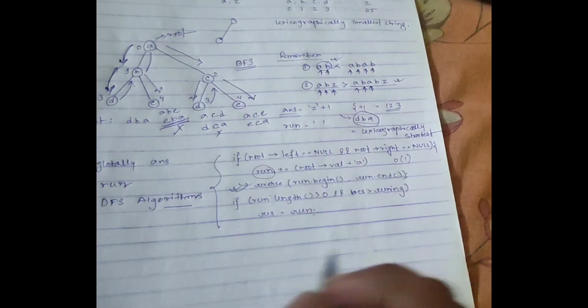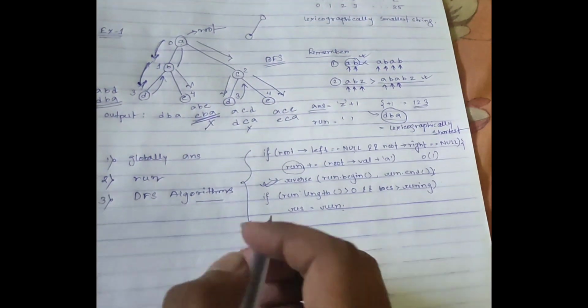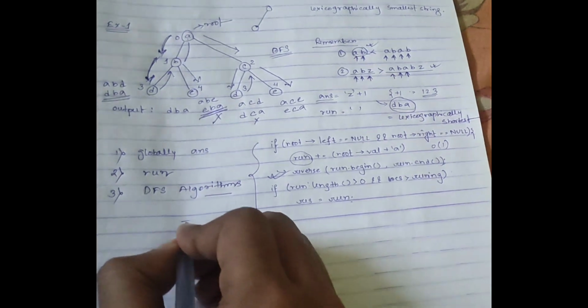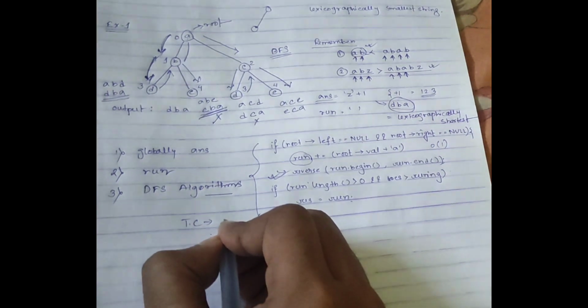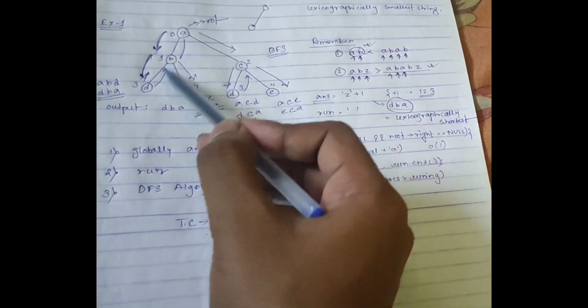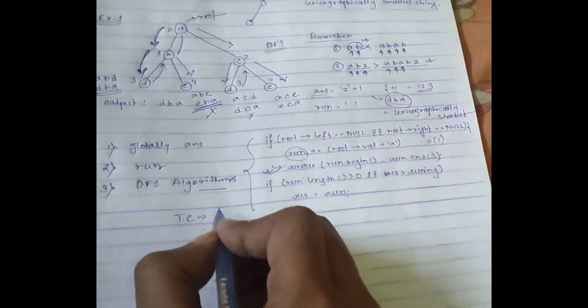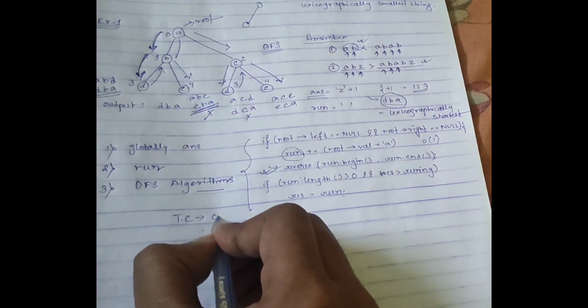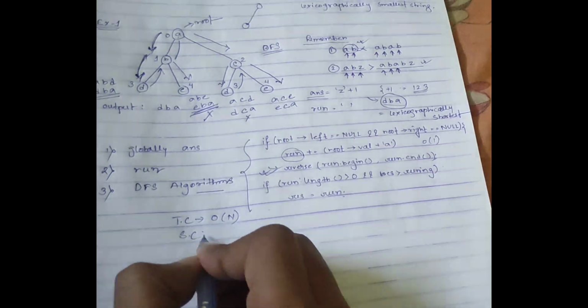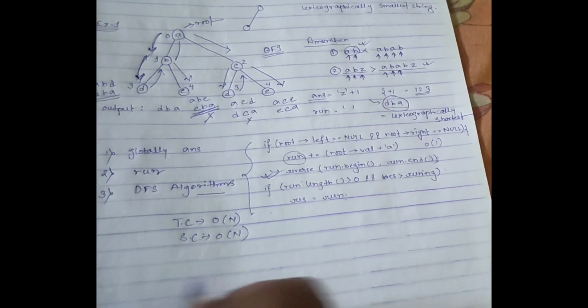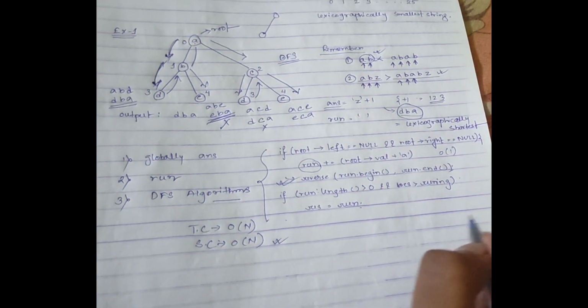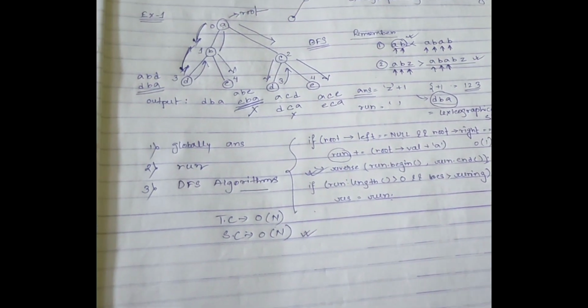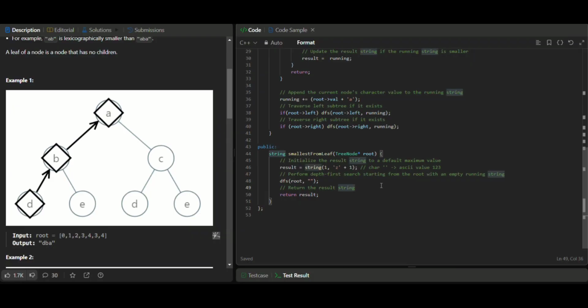So now you can check the time complexity: we are using DFS, and we go in left and right. So the time complexity is O of n, and the space complexity is O of n. You know it. So now we code it. We come to our LeetCode code editor, and now I will show my code.